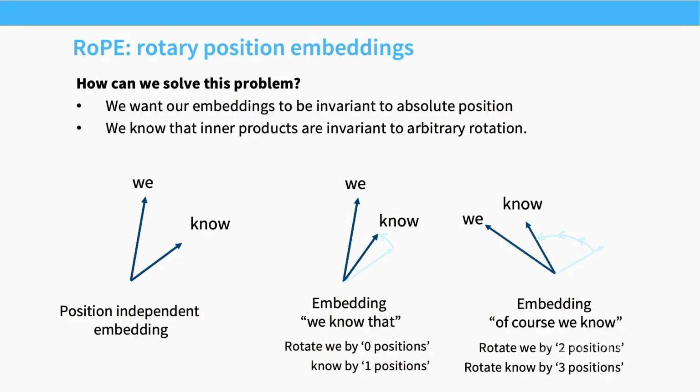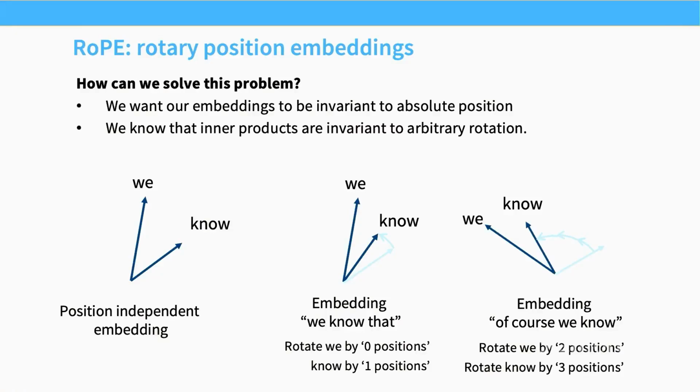Now, what happens if I apply the same idea to the following sequence? "Of course we know." In this case, "we" and "know" are still adjacent. They're right next to each other, but their absolute position has shifted. "Of course" comes before "we know" now.